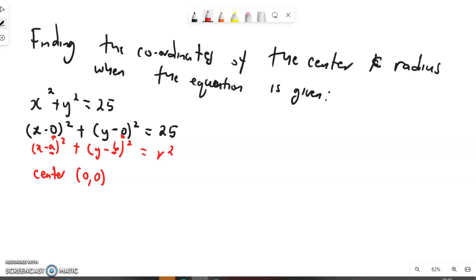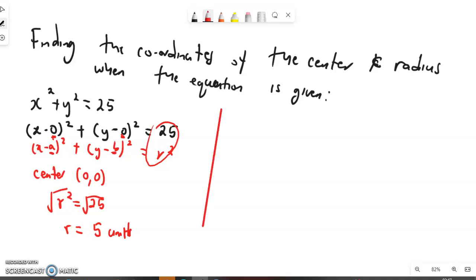Then to calculate the radius we need to equate this. So for our radius, r squared is equal to 25. Then you must take the square root, so r is equal to 5 units. Alright, maybe let us check another one.